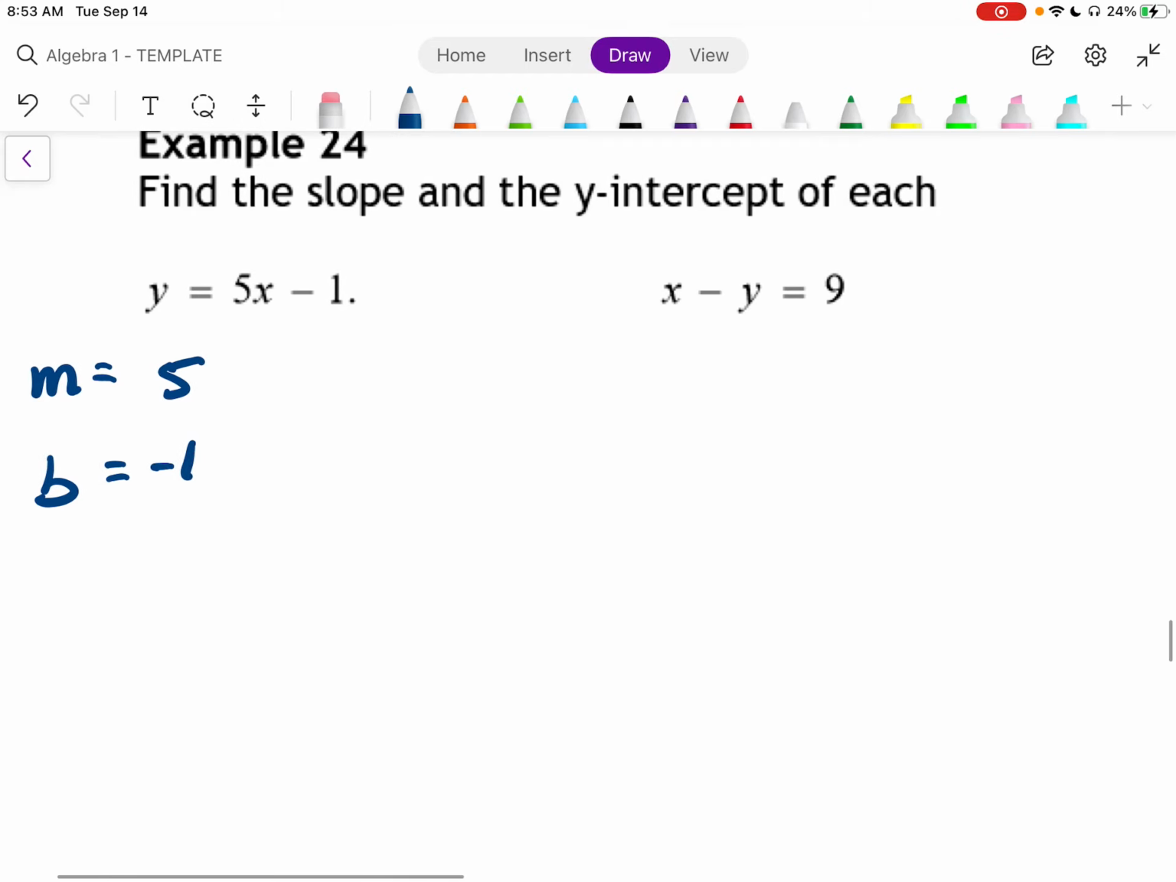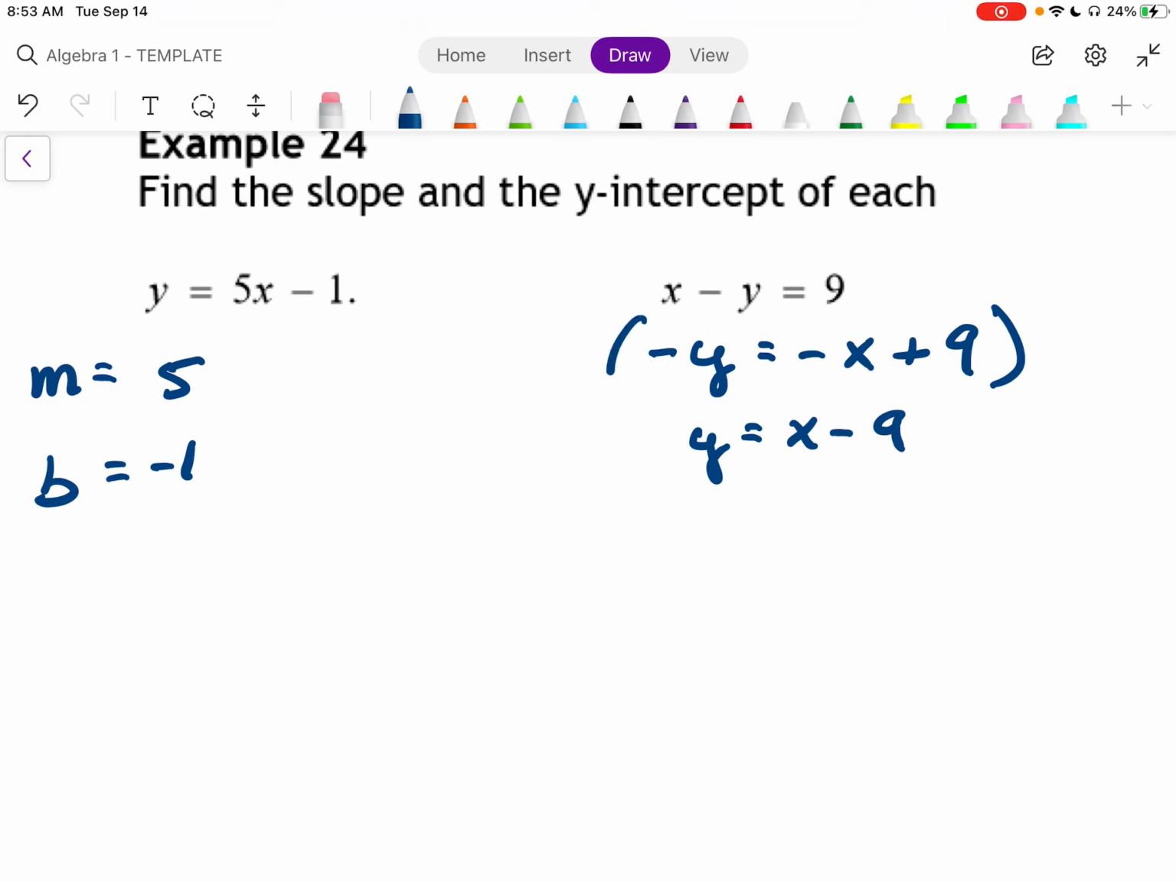Next up, let's rearrange this equation so that it is in slope-intercept form, so that it is in the y equals mx plus b form. I'm going to subtract my x to the right, so I'm going to have -y equals -x plus 9. And now I can't have a negative y, I need a positive y, so it's going to be y equals x minus 9, right? So I multiplied everything by a -1. Now I can see really easily, my slope m is whatever's in front of my x, it's a 1. And then my b would be -9.